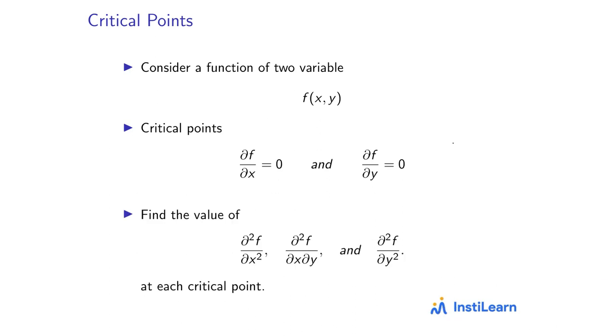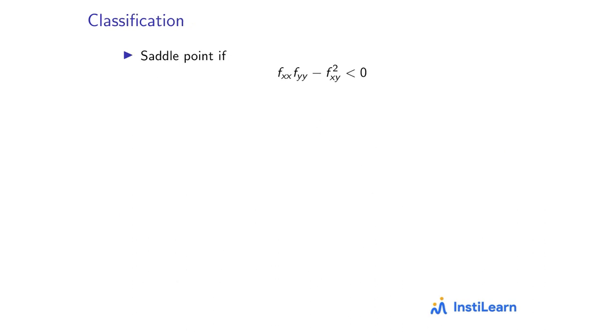So we have several critical points, like (x1, y1), (x2, y2) and so on. Okay, now to check which point is the point of maxima and which one is the point of minima, we find the value of fxx, fxy and fyy at these critical points. After finding the values of fxx, fyy and fxy at the critical points, we classify them into three categories.